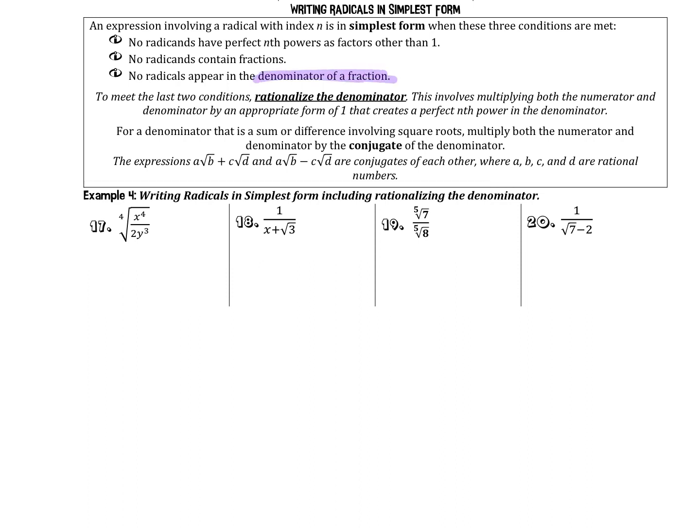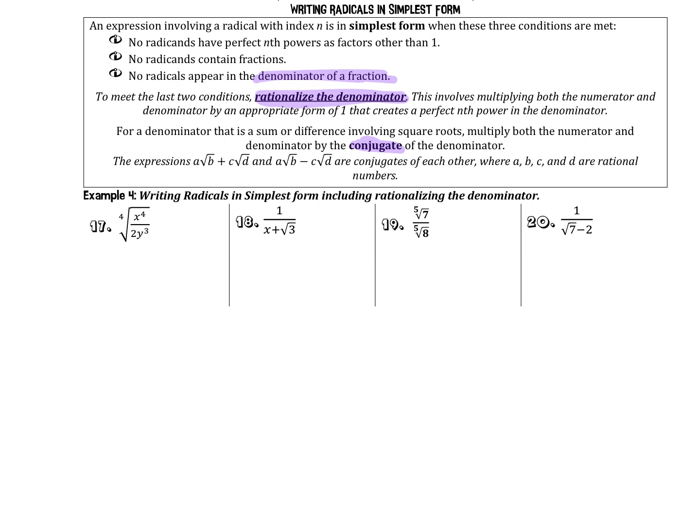In order to meet that last condition, occasionally what we're going to need to do is called rationalizing the denominator. And what that means is we're going to multiply the numerator and the denominator by an appropriate form of 1 that allows us to simplify that denominator to be a number that no longer has radicals. Sometimes that's going to involve using conjugates, just like we did when we were dealing with quadratics, and sometimes that's going to involve simplifying to see what needs to be multiplied by to get that radical out of the denominator. So let's look at these last 4 examples together.